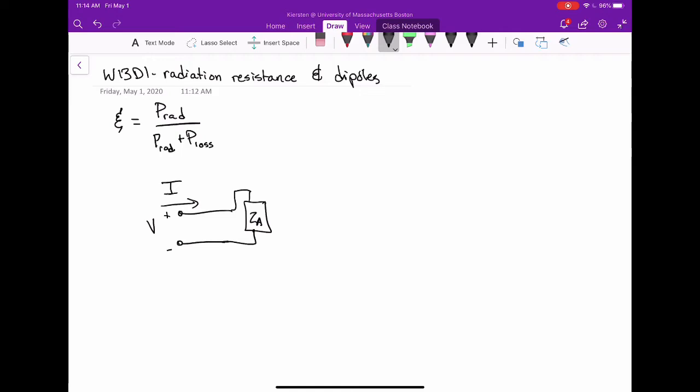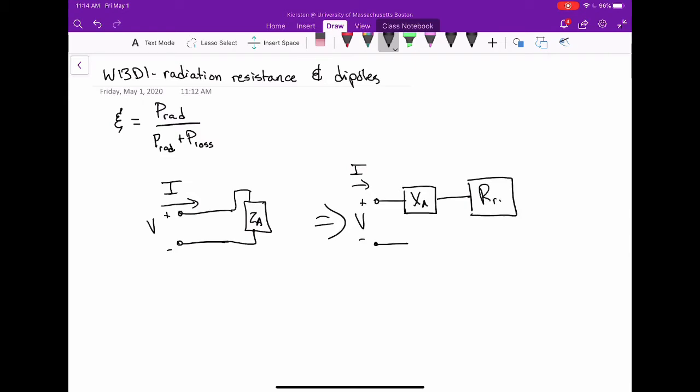But we can break that down even more and say, well, we've got this voltage and this current, and that breaks down into some reactance that's associated with the antenna structure, a resistance for however much power is being dissipated to radiation, and a resistance for loss.